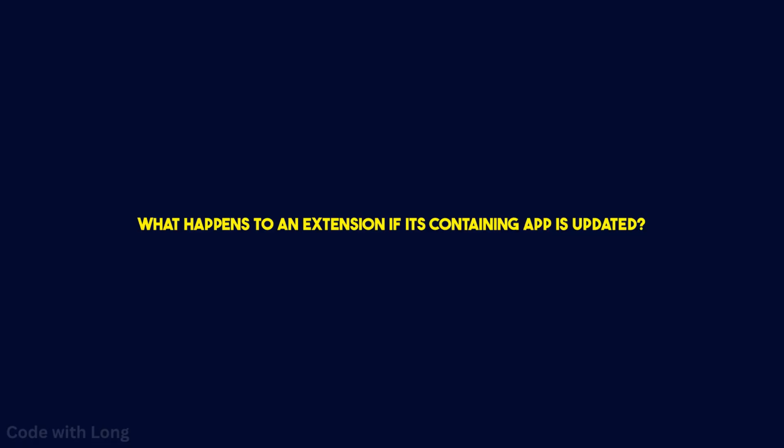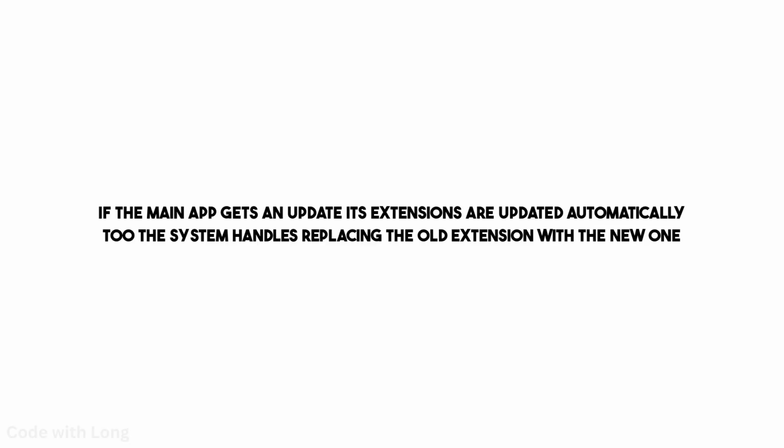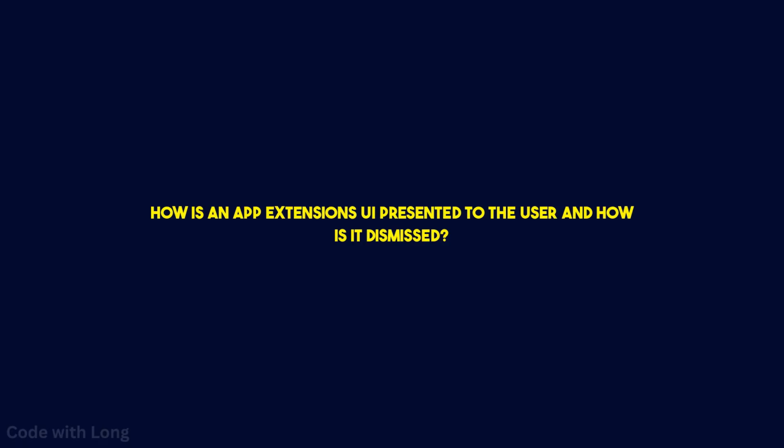What happens to an extension if its containing app is updated? If the main app gets an update, its extensions are updated automatically too. The system handles replacing the old extension with the new one. How is an app extension's UI presented to the user, and how is it dismissed?